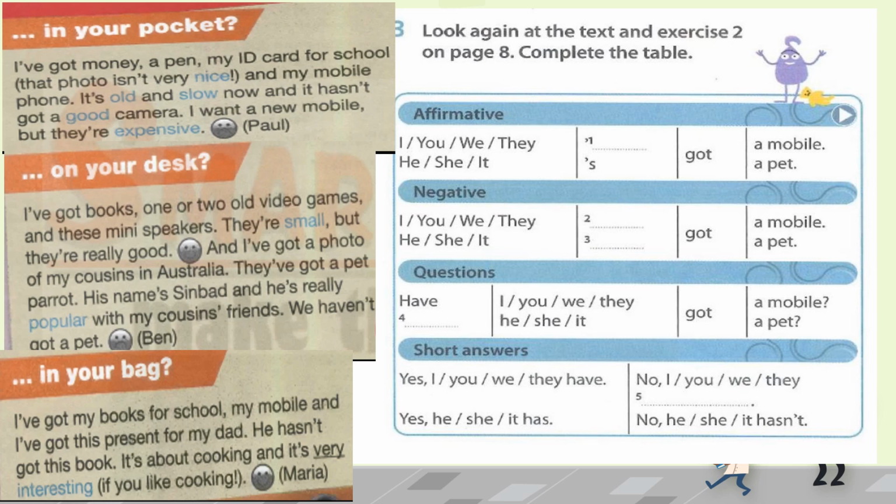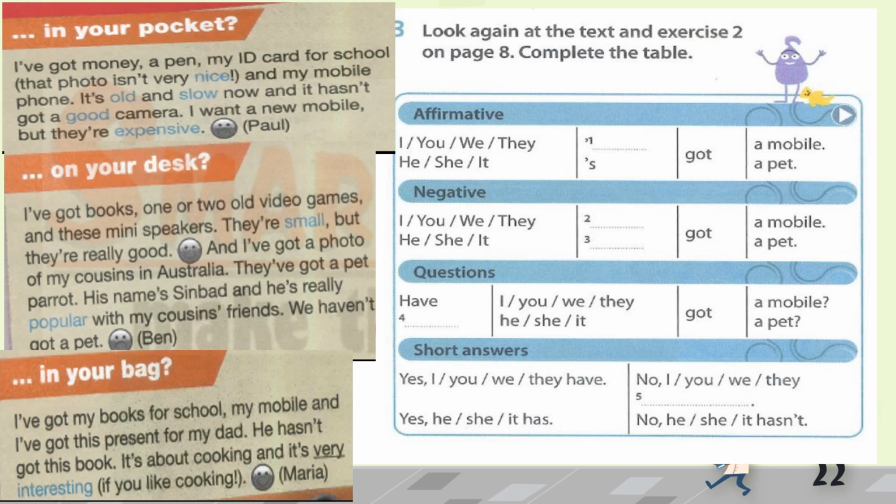So if you look at the video, you can see here, number 1 got a mobile or a pet. So we see the answer here. I've got money, a pen, my ID card, and my mobile phone. So that's one mobile. I've got books, one or two old video games, and new speakers. Okay, number 2, he doesn't have a mobile.